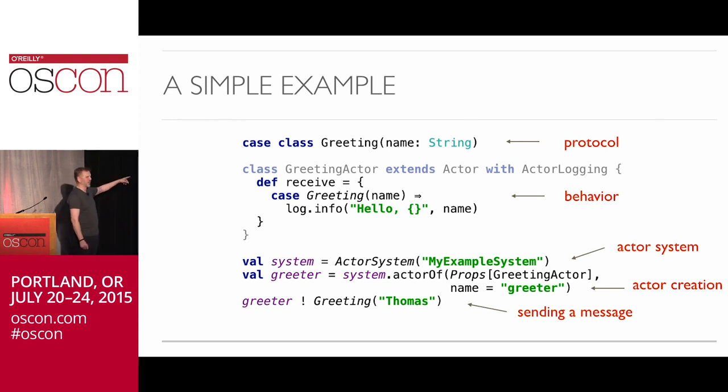And this is actually borrowing syntax from Erlang. If you ever look at Erlang, you'll see the same notation used. But it's just saying, all right, send this message greeting with the parameter Thomas to the greeter actor. So everybody got that? Seemed pretty straightforward, hopefully? Okay.